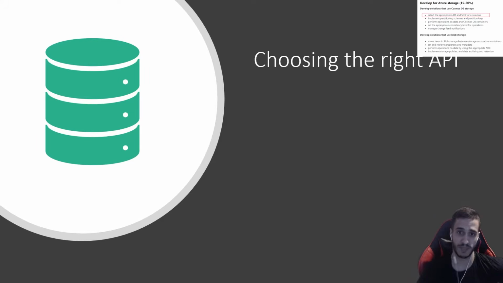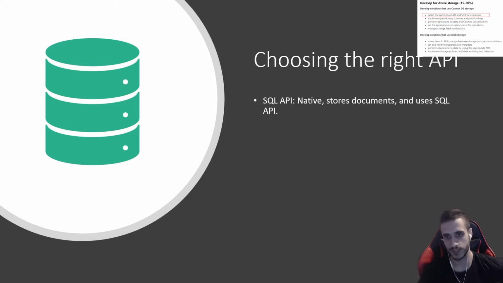But for the purposes of this exam, we have just the standard SQL API. And this is actually the native service on Azure Cosmos DB. It stores documents and uses the SQL API that you are just always used to. Again, this is not a SQL database. It just uses the SQL language to query those documents that are typically stored in BSON or binary JSON.